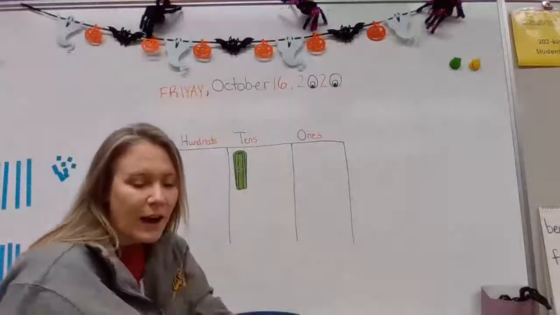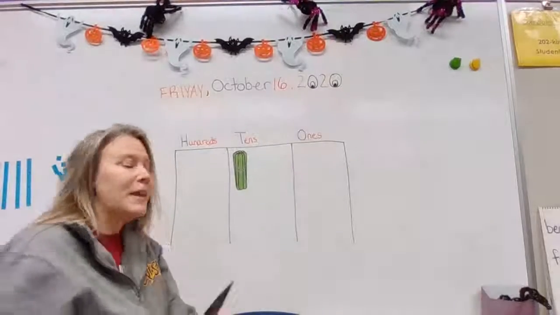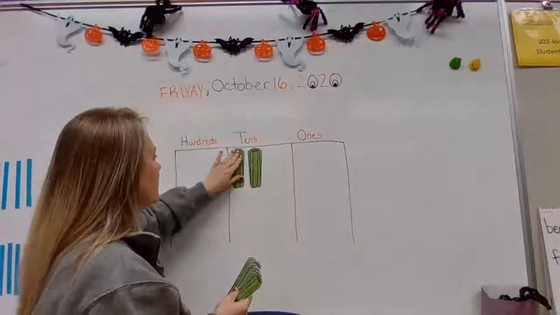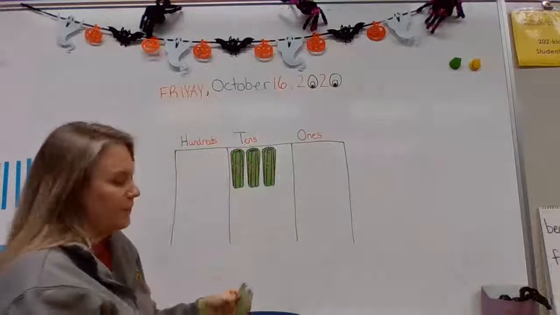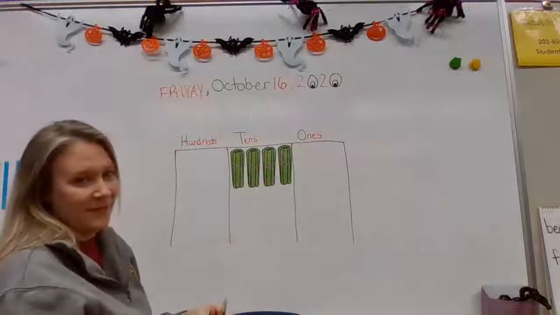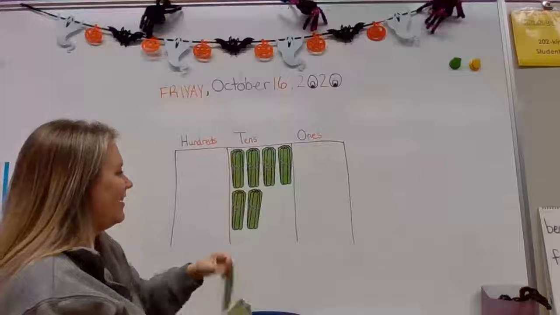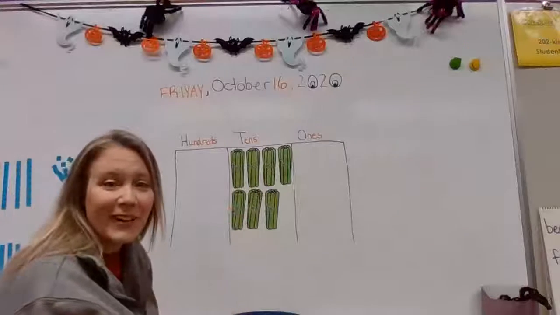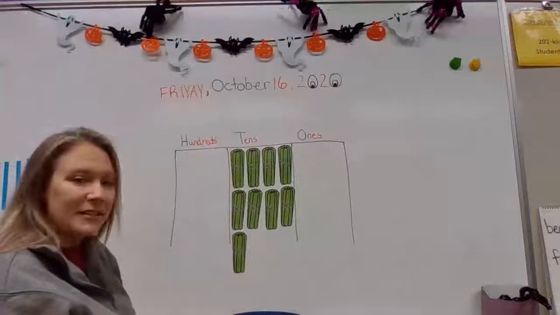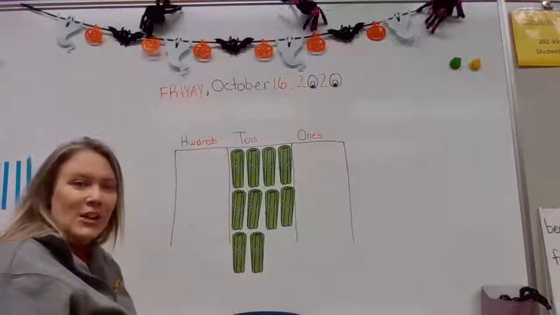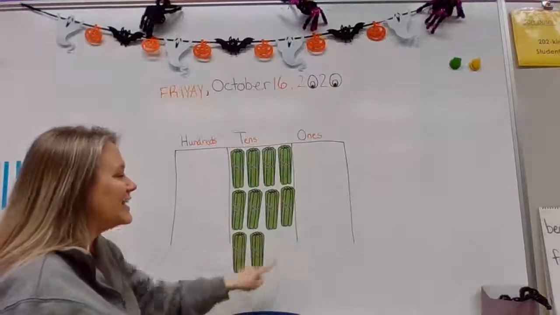So now let's try if I have 10 tens. So I'm going to put my 10 tens up here. So I have 10, 20, 30, 40, 50, 60, 70. Thank you for counting with me. 80, 90, 100. So I just counted by tens to get to 100. So there are 10 tens here.